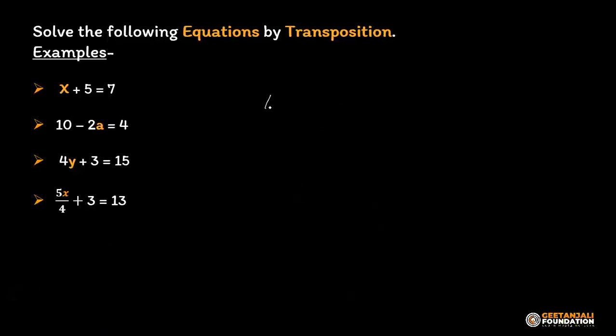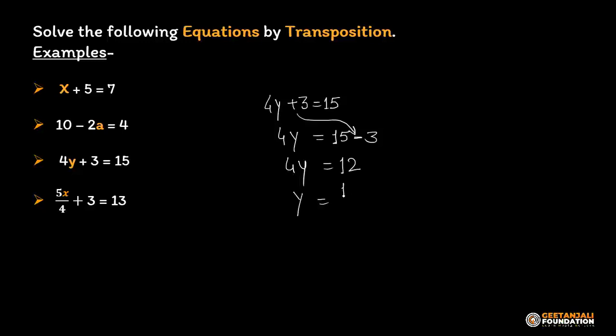Next equation is 4y plus 3 is equals to 15. Now let's take this 3 to the right side. So we get 4y is equals to 15 minus 3, as this plus will become minus. So 4y is equals to 12. 12 on the right side. Now I will take this 4 to the right side as well. So it will become 12 divided by 4. 4 3s are 12. So y is equals to 3. So the value of y equals to 3 will satisfy this equation.